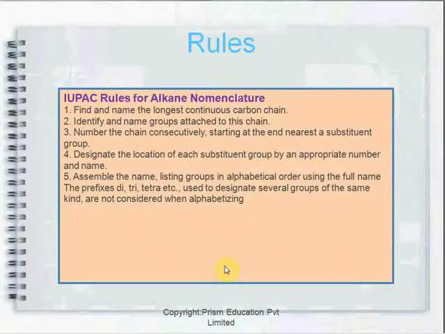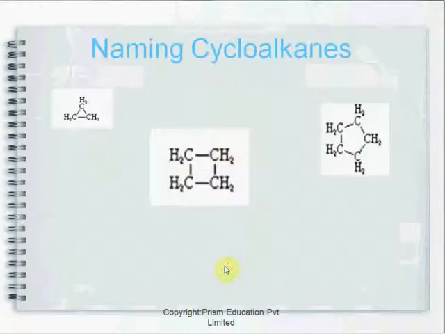So what are the rules for naming them? First and foremost, find the longest continuous carbon chain. Identify and name the groups attached to this chain. Numbering should start at the end nearest to the substituent group. Then we designate the location of each group, right? Then we assemble the name, listing them in alphabetical order, right? This is what we did just now.